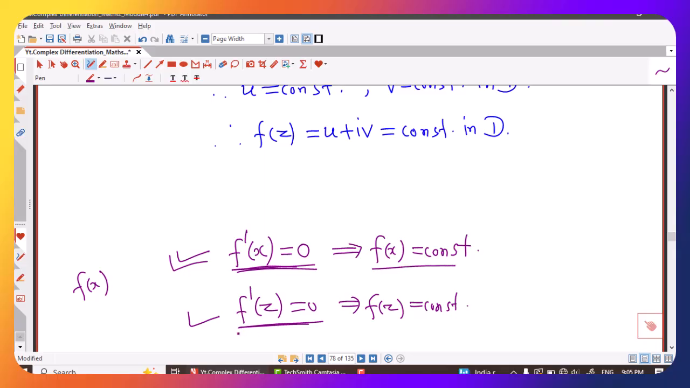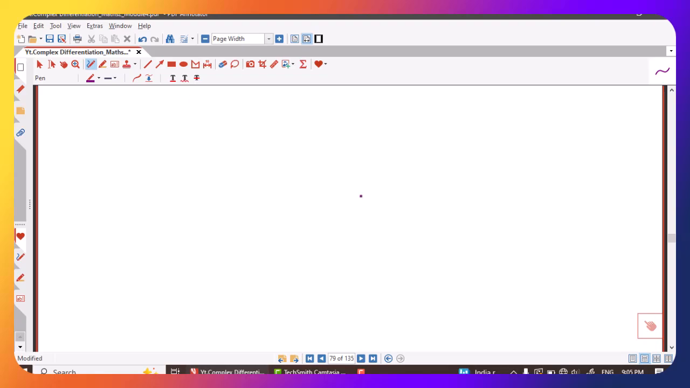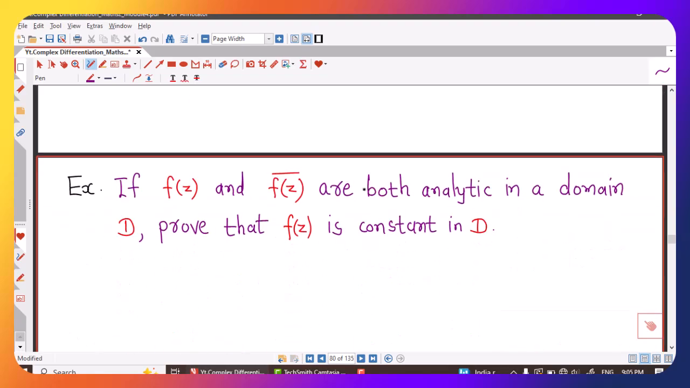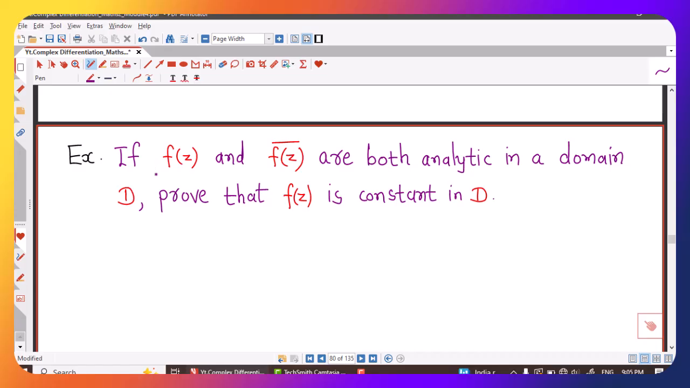In calculus of complex functions, if we have an analytic function whose derivative is 0 in a domain D, then f of z must be constant in a domain D. I have taken another property which we will also prove. Here it is given that if f of z and conjugate of f of z are both analytic in a domain D, then prove that f of z is constant in a domain D.